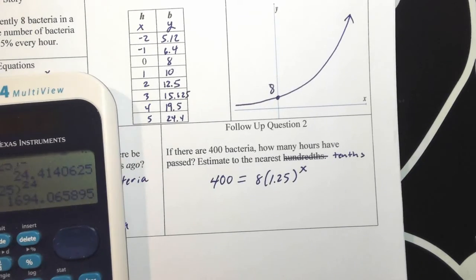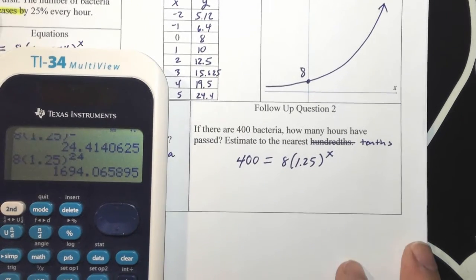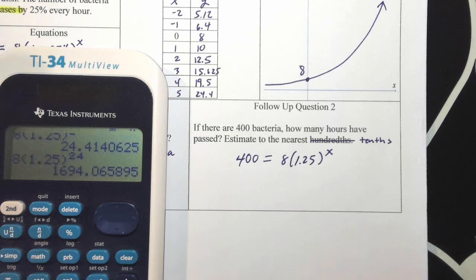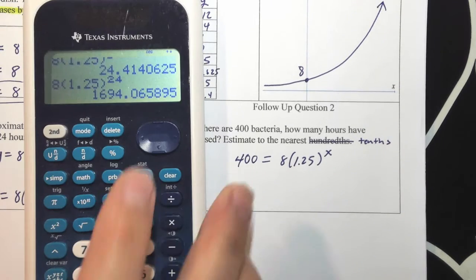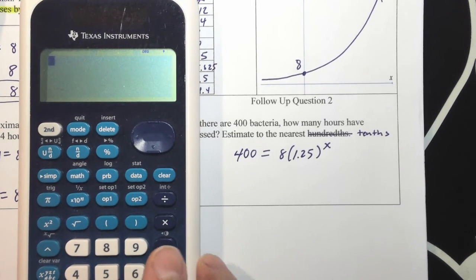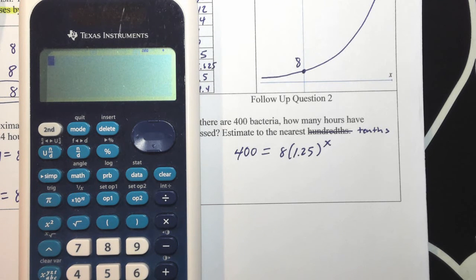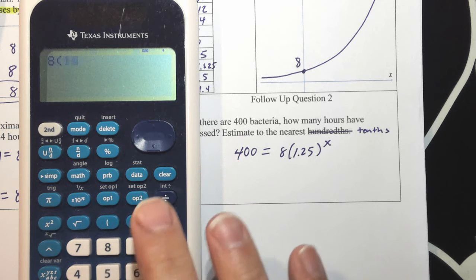Unfortunately, we are running out of time in class, so we can't teach you how to solve this type of equation. Obviously, you divide both sides by 8, but then what do you do after that? I wish we had time to teach you guys. So, we're just going to estimate. I'm just going to start plugging in random numbers.